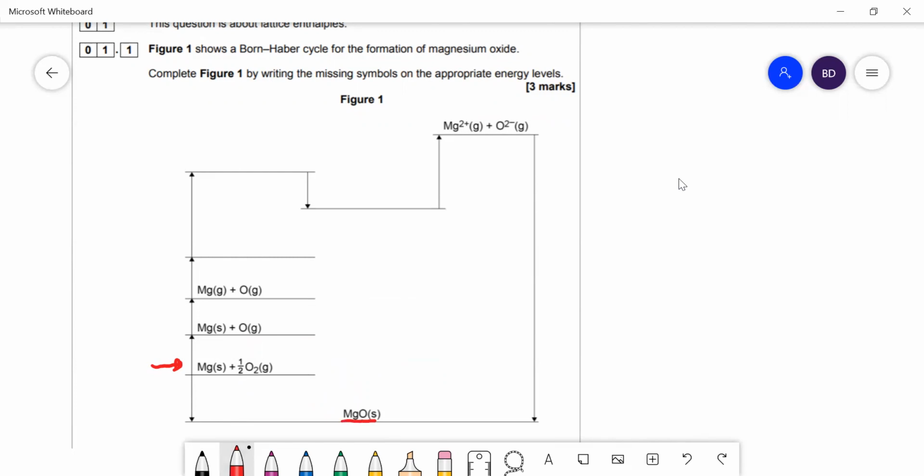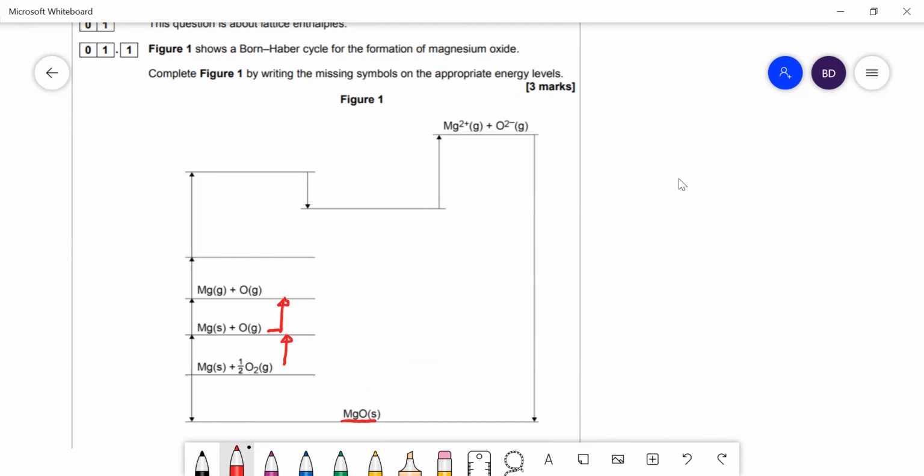So the first step for this one here, what have we done? That will be the atomization of oxygen, because we've gone from half O2 gas to O gas. In the next stage, what have we done? We've atomized the magnesium, because we've gone from magnesium solid to magnesium gas.